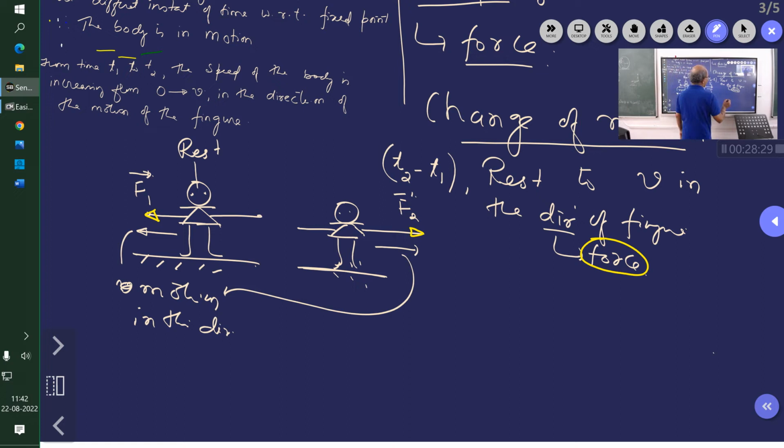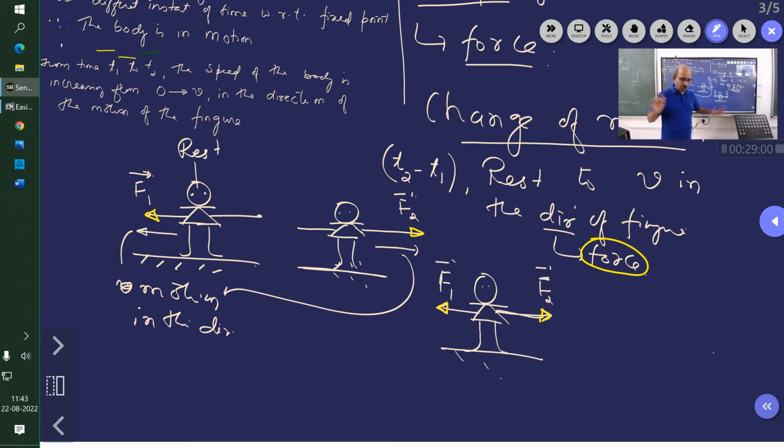Now, in the third case, what is the third case? Your friend was here, and her two friends simultaneously pulled with forces F2 bar and F1 bar in both directions. But you see the magnitude of the forces F2 bar and F1 bar. See, this representation is called magnitude.